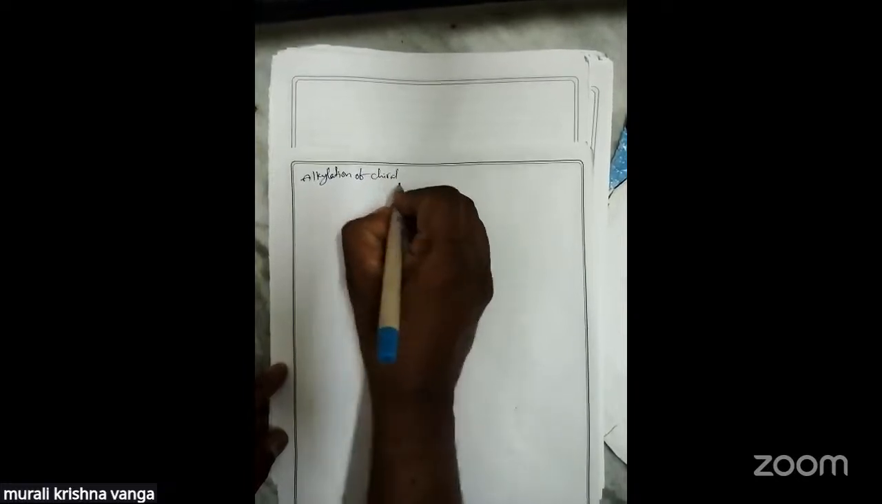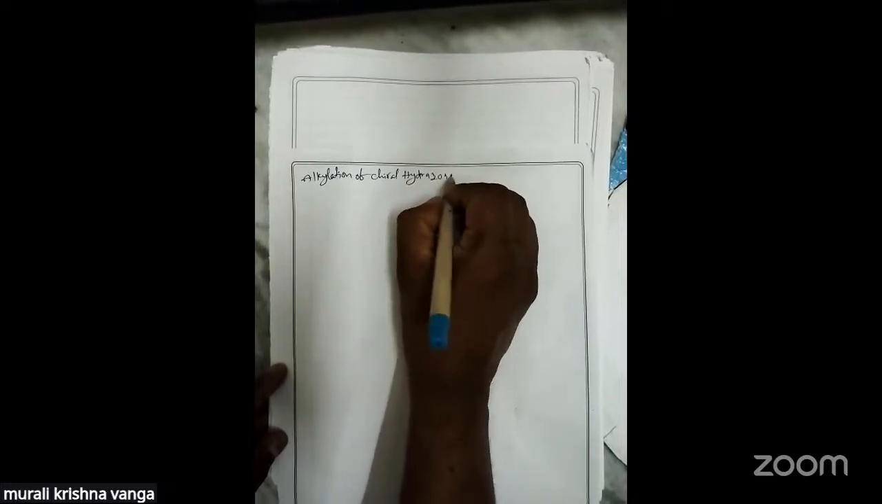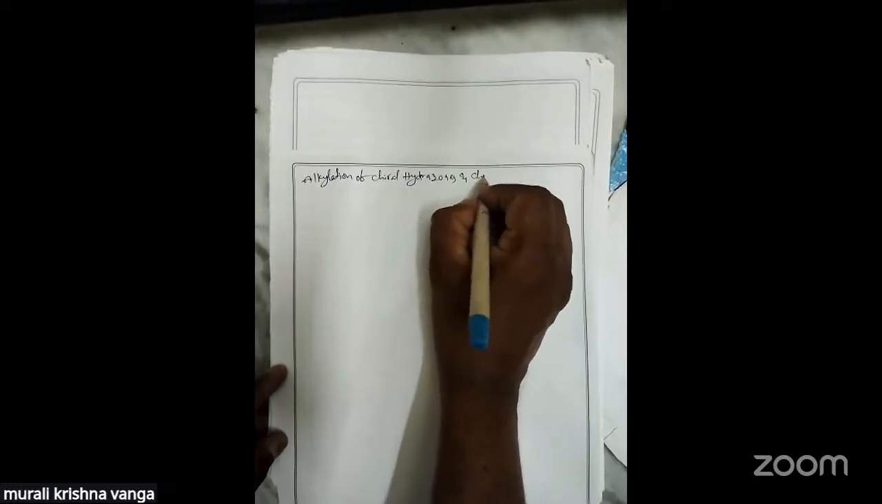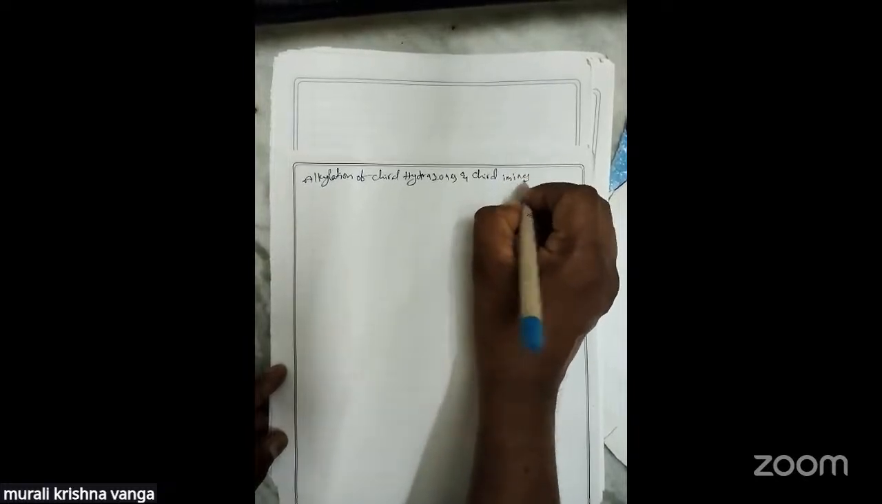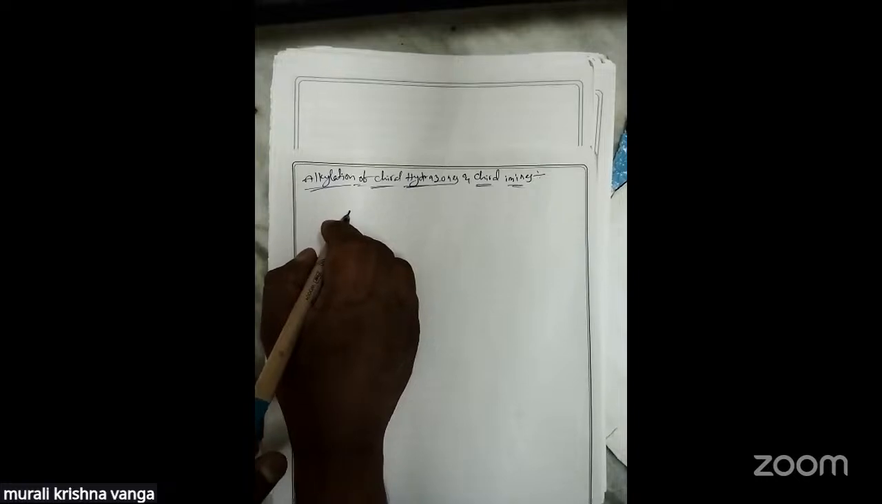Next one is alkylation of chiral hydrazones and chiral imines. Alkylation of chiral hydrazones.